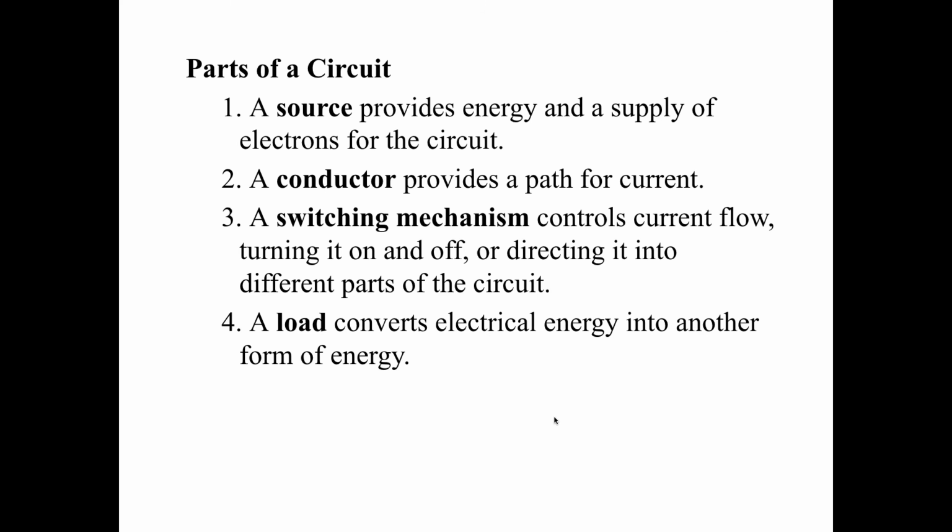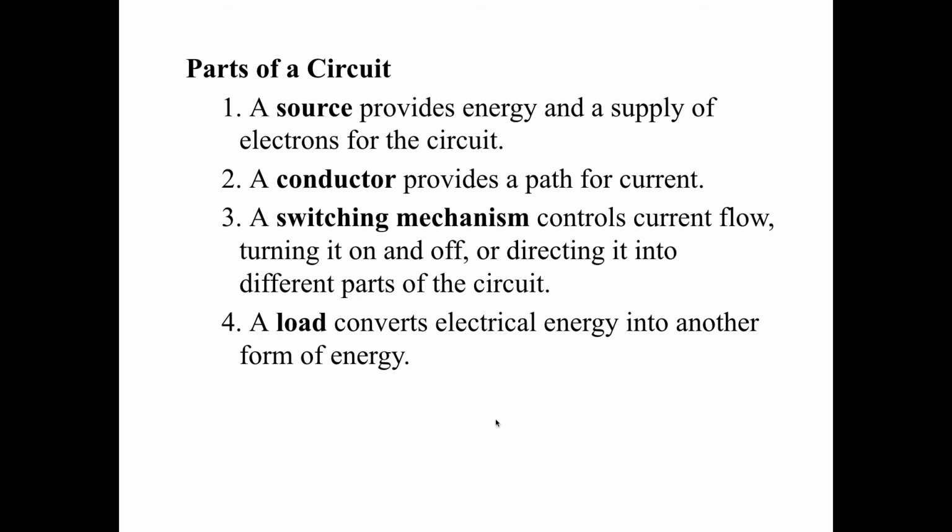Okay, so we have just a handful of components to a circuit. So remember, we need a source, which would be basically a power source for our voltage. Okay, so a source for our electrons. So we need a conductor, and that's going to be our wiring. Switching mechanism is not essential, but typically we'll have those. Okay, so that will control the flow of current. So we can turn it on or off, direct it to different parts of the circuit, and so on.